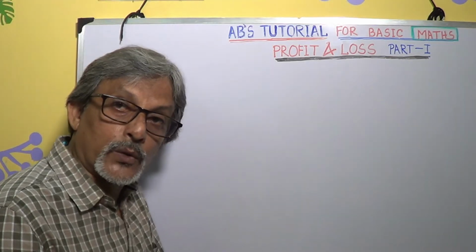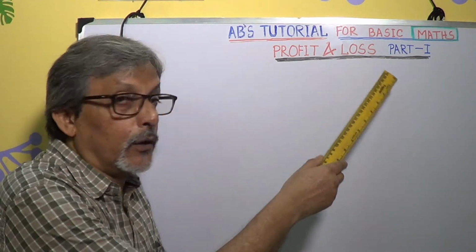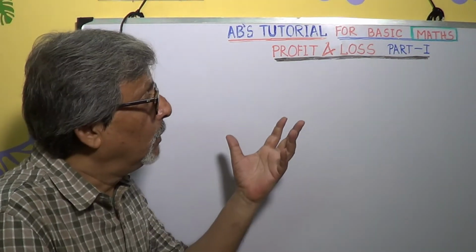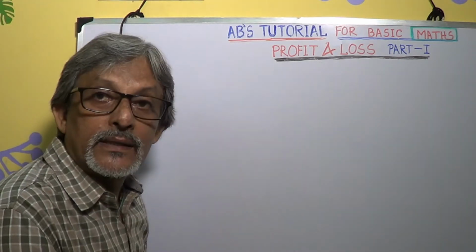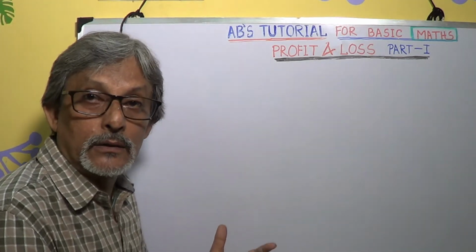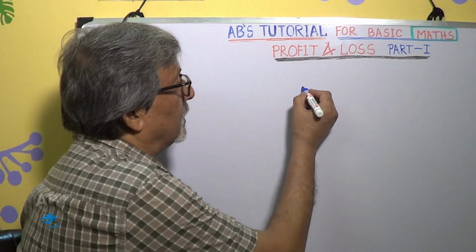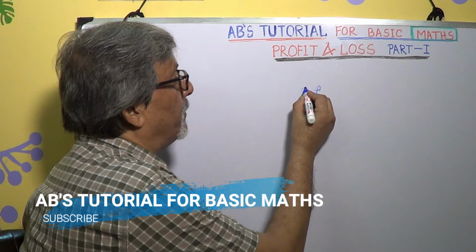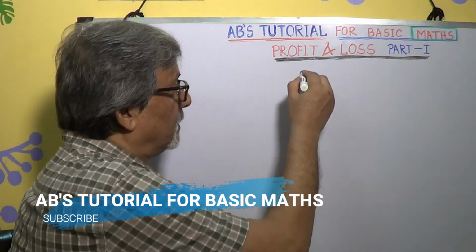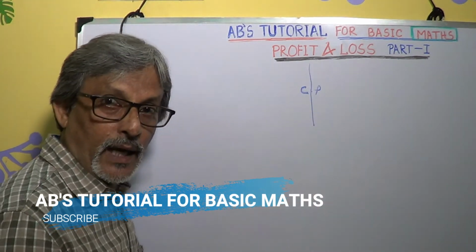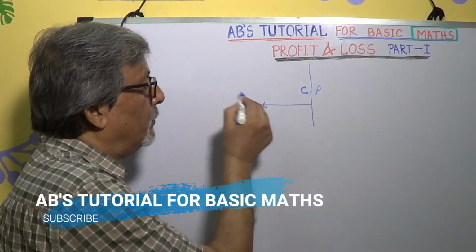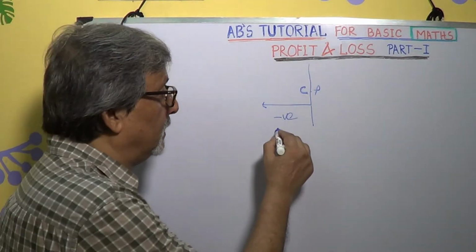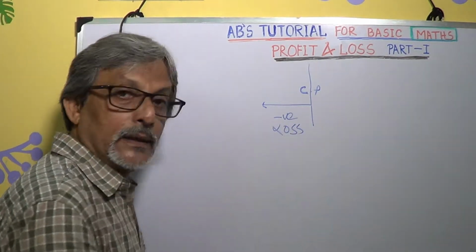So friends, today we will start profit and loss part 1. Now before starting, we must know, we want to practically clear our concept regarding what is profit and what is loss. So this is a cost price and we write it as CP. Cost price means CP, cost price. Now we draw a line here, and if we go back side, that is in negative side, this is our loss.